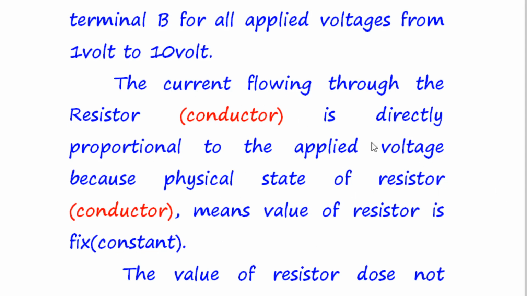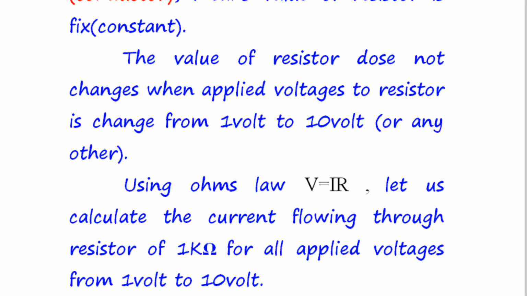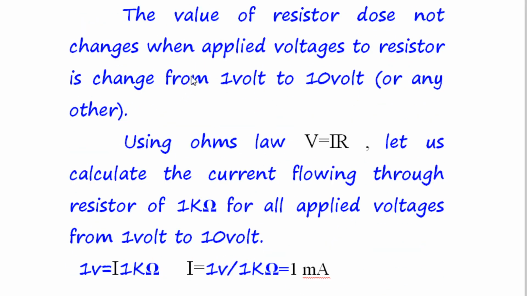Therefore, in this paragraph it is mentioned, the current flowing through the resistor, where the resistor is our conductor, is directly proportional to the applied voltage, because the physical state of resistor, which is our conductor, means the value of resistor is fixed, that is constant. The value of resistor does not change when applied voltage to the resistor is changed from 1 volt to 10 volt or any other volt.